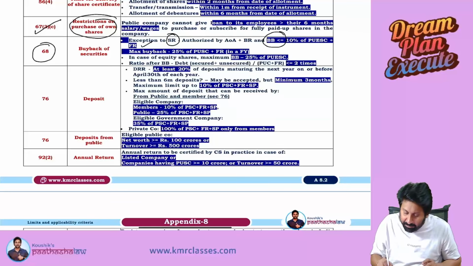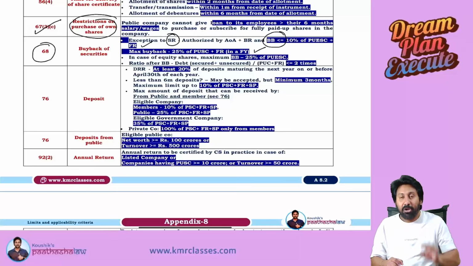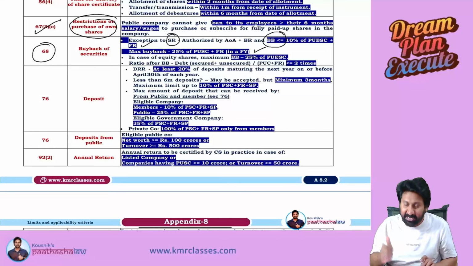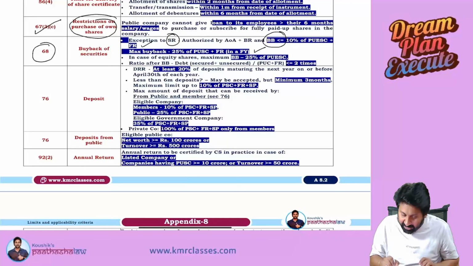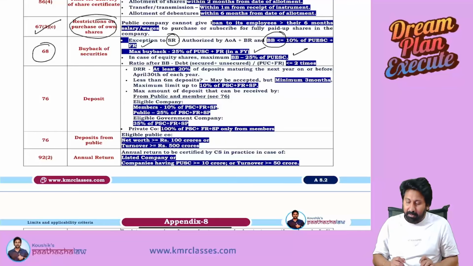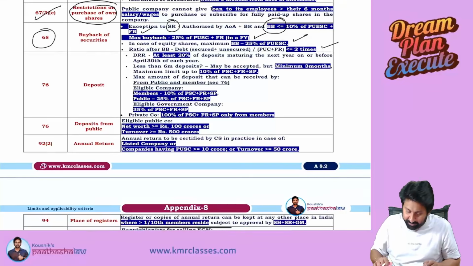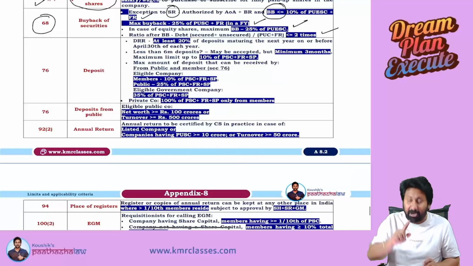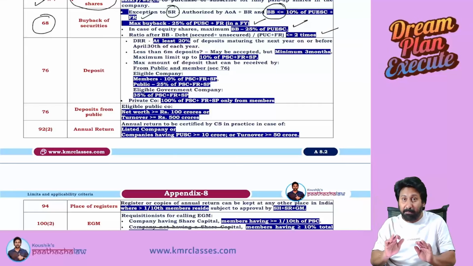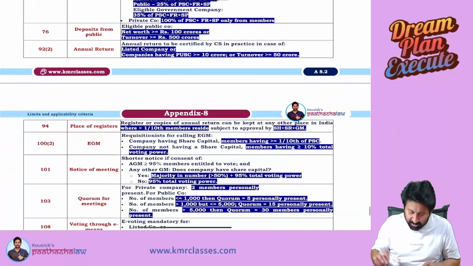Next, maximum buyback in one financial year should not exceed 25% of paid up share capital, not equity, total share capital, preference and equity. Next, in case of equity shares, maximum buyback should be 25% of paid up equity share capital. Buyback ratio, debt equity ratio, not more than 2 times. Next one, deposits chapter already in the revision you might have completed. This limit I am not going to discuss now.